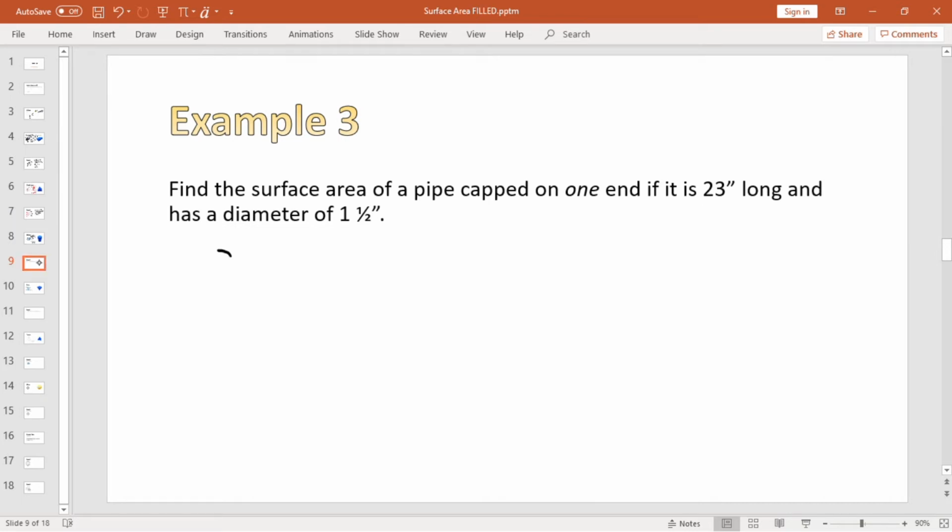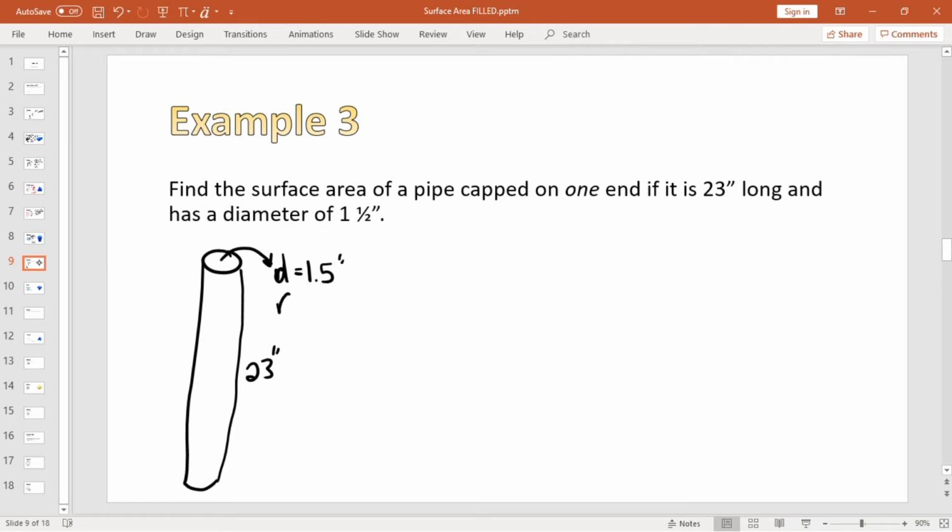So we have a pipe. I'm going to cap it on one end. It's 23 inches long, and it has a diameter of 1.5, which means if I want a radius, which I do, I'm going to take 1.5, divide it by 2, and get 0.75 inches, or 3/4 of an inch. Okay, it's capped on one end, so I'm definitely going to have a circle at the bottom, but it's going to be open at the top.